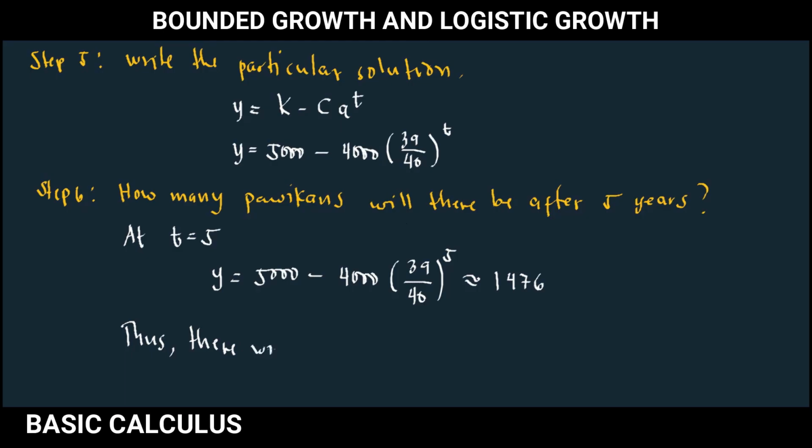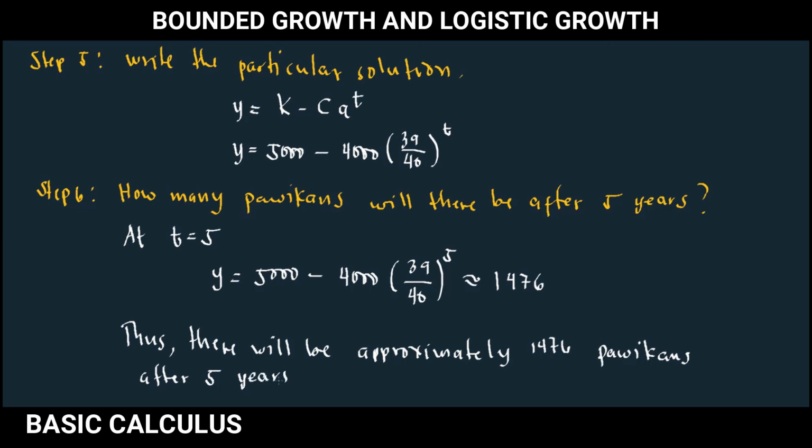So, for our conclusion, thus, there will be approximately 1,476 Powicans after 5 years. And that's the answer to the given problem.